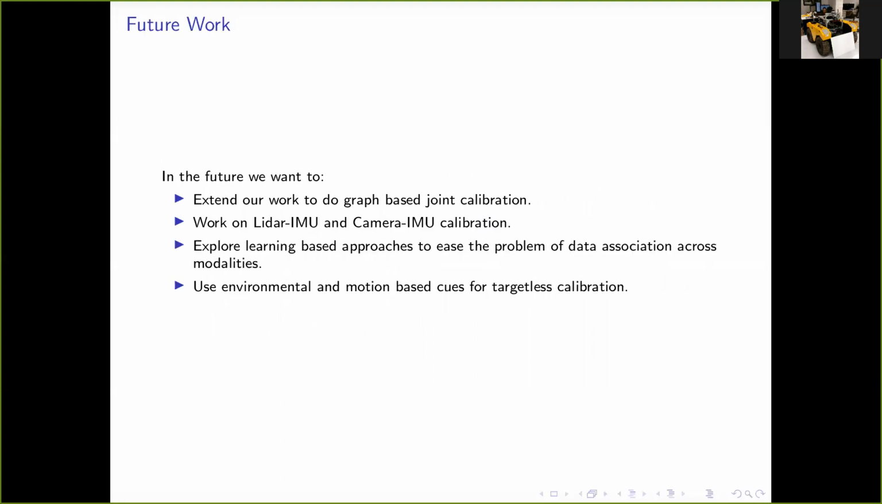In future, we want to leverage our current work to do joint calibration of multiple cameras and LiDARs using a graph-based approach. We also want to extend our work to include IMUs. We want to explore learning-based methods to solve the problem of data association across modalities. And lastly, we want to move to targetless calibration, which uses motion and environmental cues to do online calibration of robotic sensors.